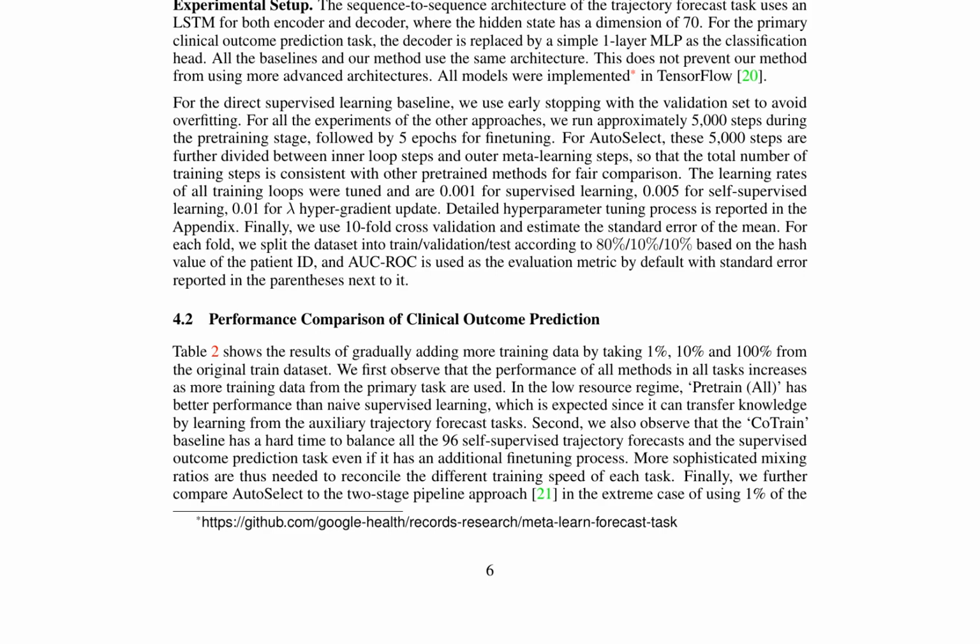The experimental setup uses 10-fold cross-validation, and the standard error of the mean is reported. The learning rates are tuned, and the hyperparameter tuning process is reported in the appendix. The authors conclude that auto-select is a promising approach for improving predictive performance in the low-resource regime.